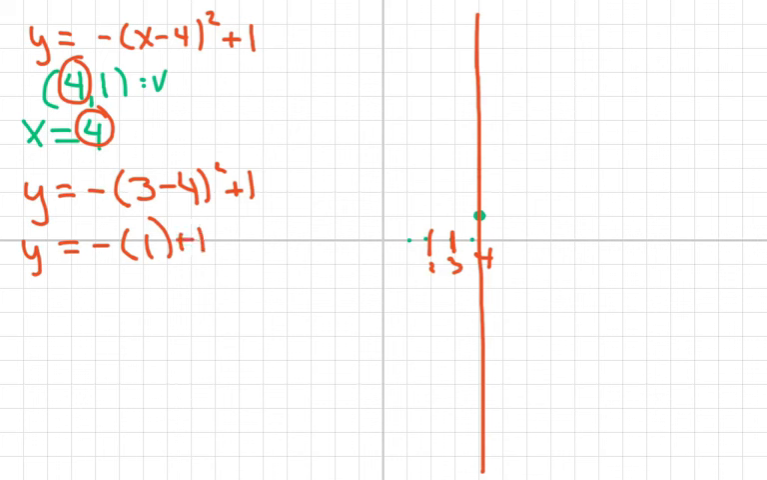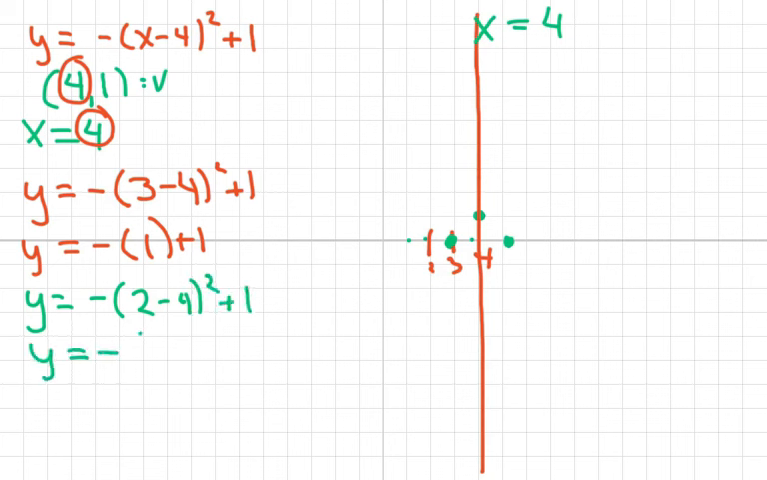Evaluate that. Negative 1 squared is just 1, plus 1. So that's going to be 0. I'm going to put this at 0. Since it's at 0 here, it's going to be 0 on this side of the axis of symmetry. This is x equals 4. And I'm also going to try 2. So y equals negative 2 minus 4 squared plus 1. I get negative 2 squared is 4, plus 1. That's going to equal negative 3.